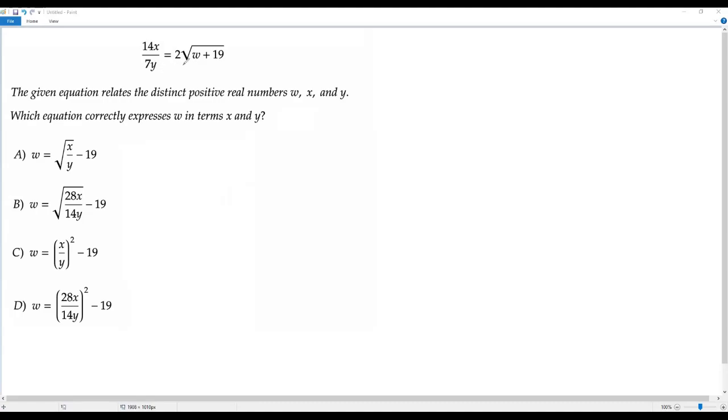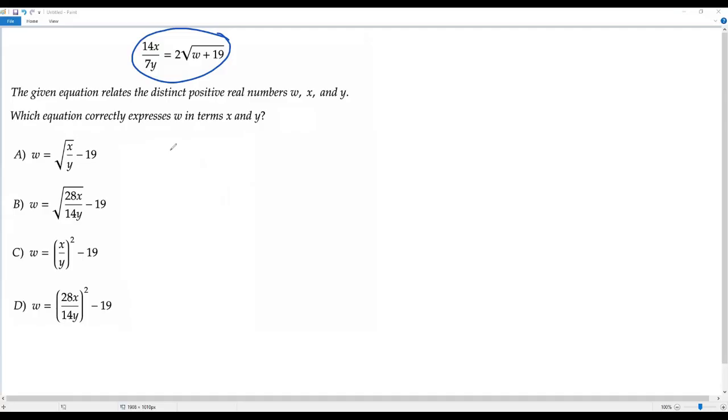14x over 7y equals 2 times the square root of w, plus 19. The given equation relates the distinct positive real numbers w, x, and y. Which equation correctly expresses w in terms of x and y? That is, we have to solve for w in terms of x and y in the given equation.